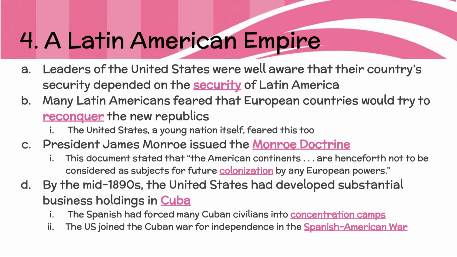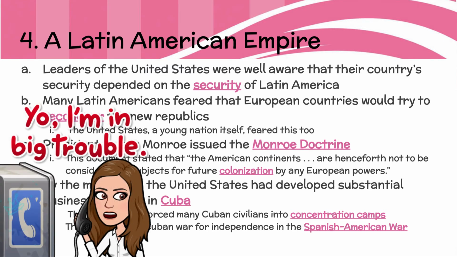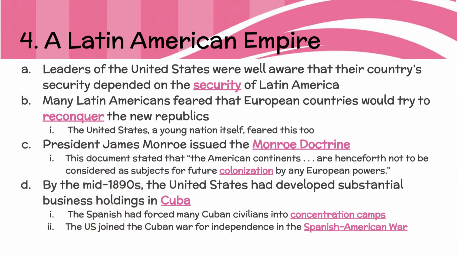Cubans attempted to fight a second war for independence, and the United States realized their economic ties with Cuba could be at stake if they didn't help and intervene. The Spanish were also putting Cubans in concentration camps, and the Americans did not like that.